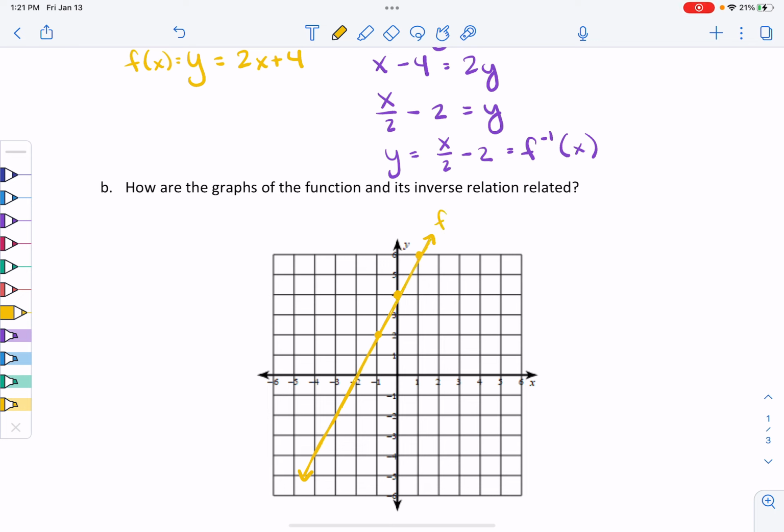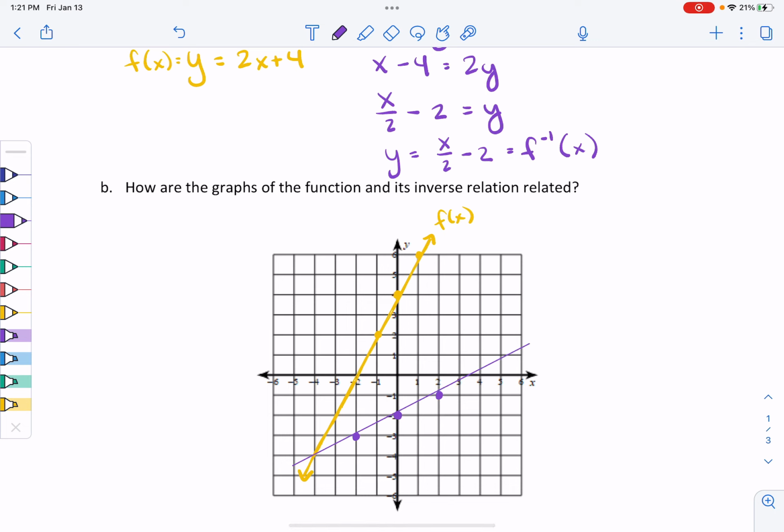This is f of x, which is equal to 2x plus 4, right? Now, our inverse function is x over 2 minus 2. It has a y-intercept of negative 2, and we have a slope of 1/2. So we're something like this.